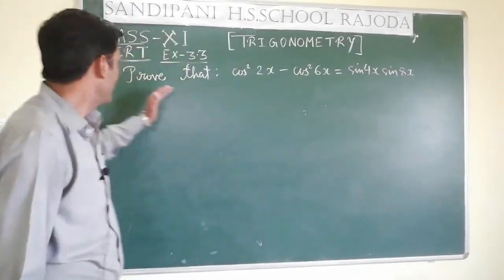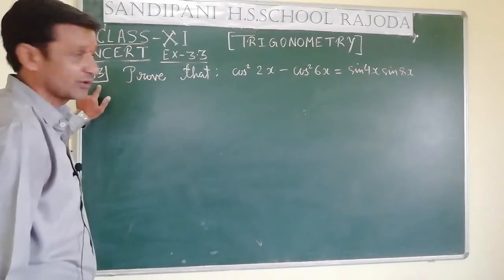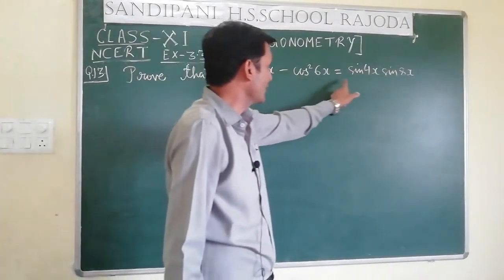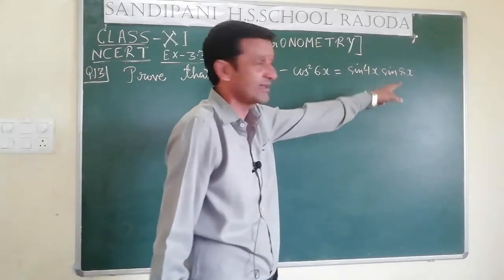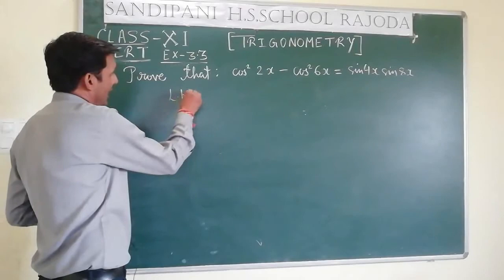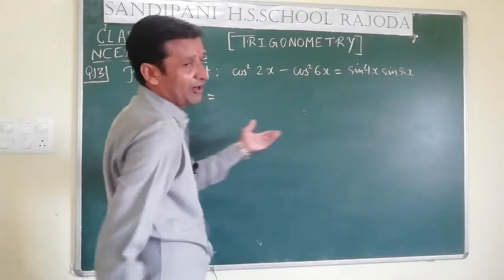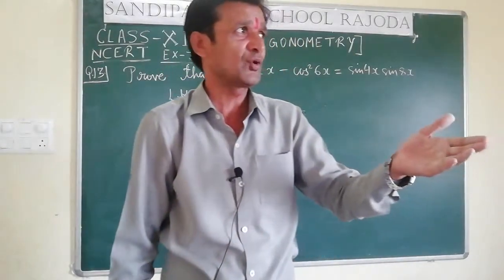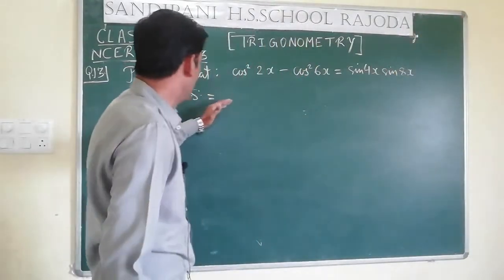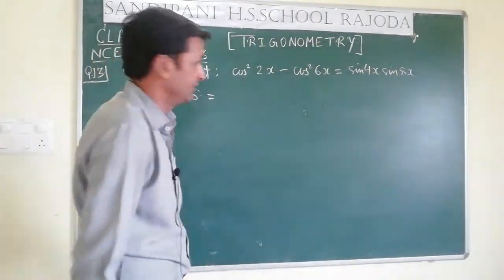Now our next question, that is question number 13. Prove that cos square 2x minus cos square 6x is equal to sin 4x sin 8x. Now I will prove it by two different methods, because in the previous two questions I have told only how to do it by different methods. Here we will do it by two different methods.